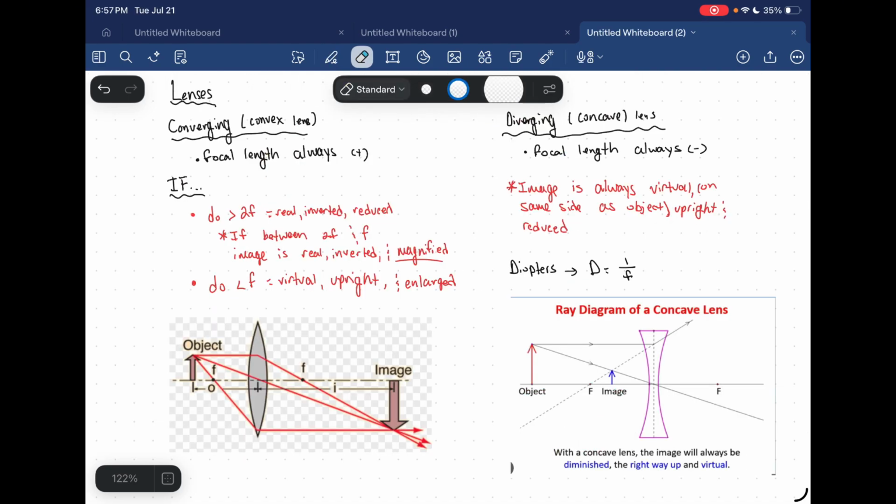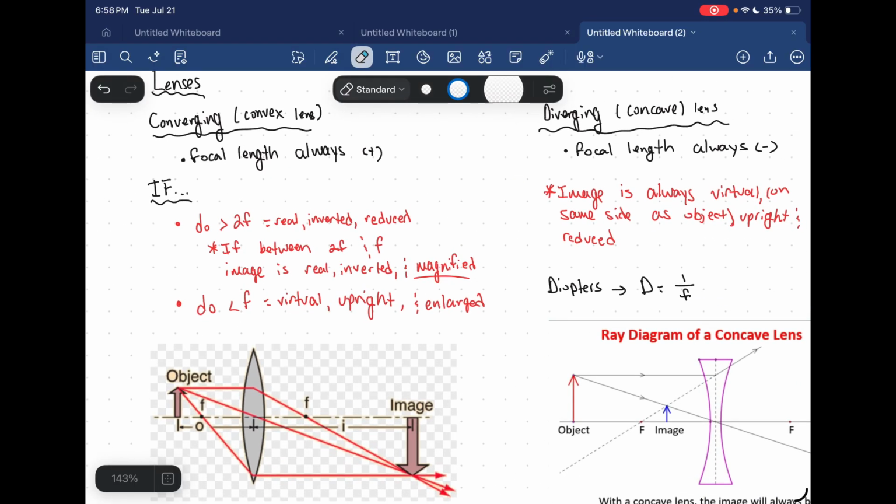And for the final topic of this video, we're going to be covering lenses. Unfortunately, a lot of people have come to the consensus that lenses are the hardest part of light and optics. But I'm going to show you that most lens questions just require an understanding of what the lens does and remembering a few rules and knowing when to apply them.